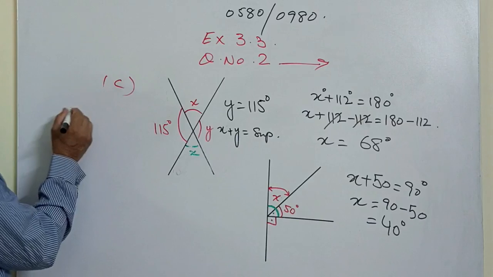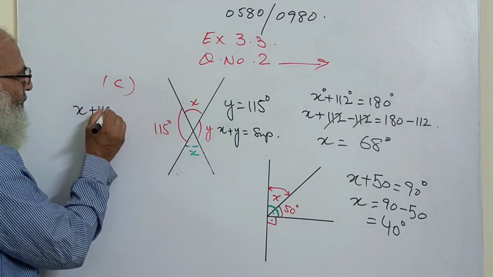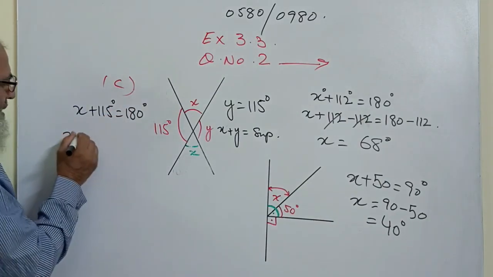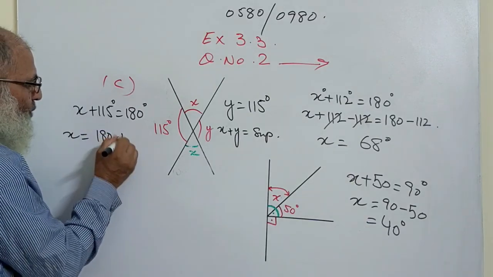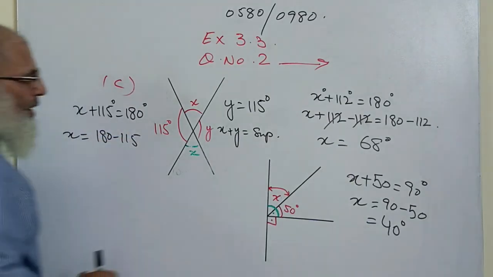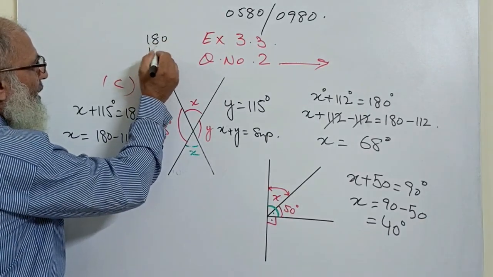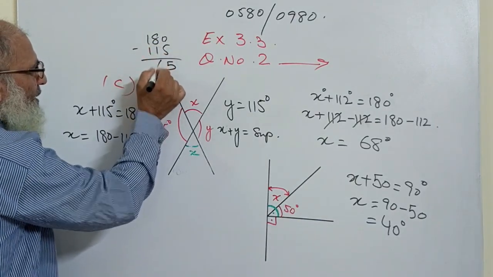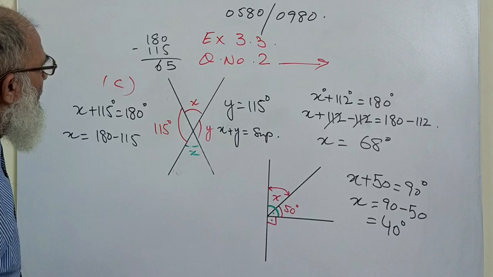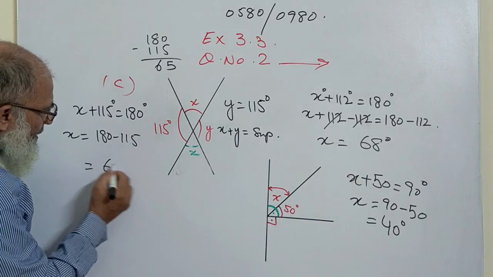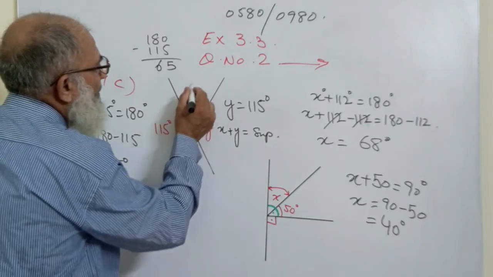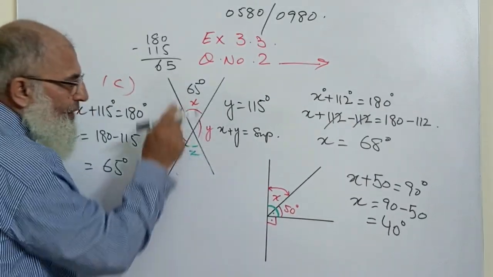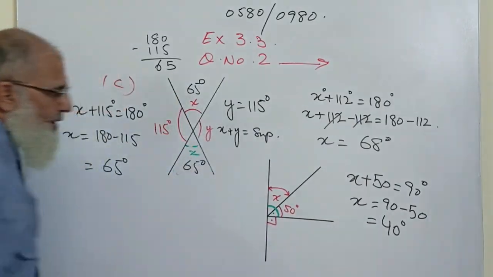Now let me solve it for you. x plus 115 degrees is equal to 180 degrees. So x is equal to 180 minus 115. Now just subtract 115 from 180. It will become 65. So my dear students, it is the 65-degree angle. Now x is equal to 65 degrees. Since these are vertically opposite angles, therefore this is also 65 degrees.